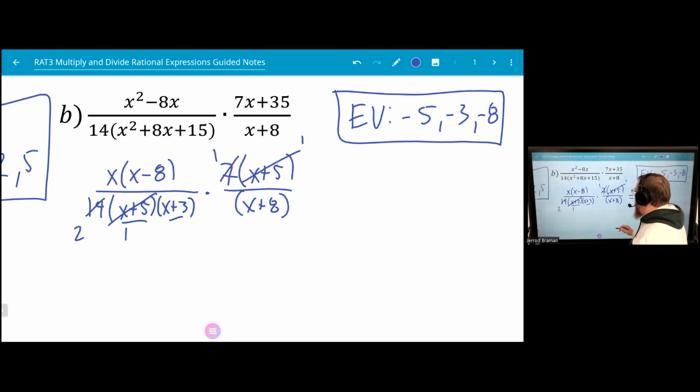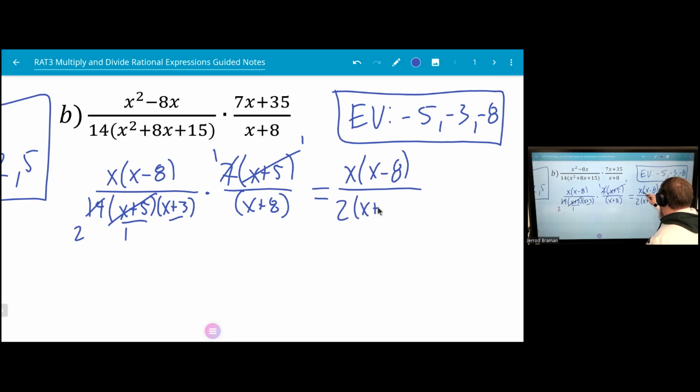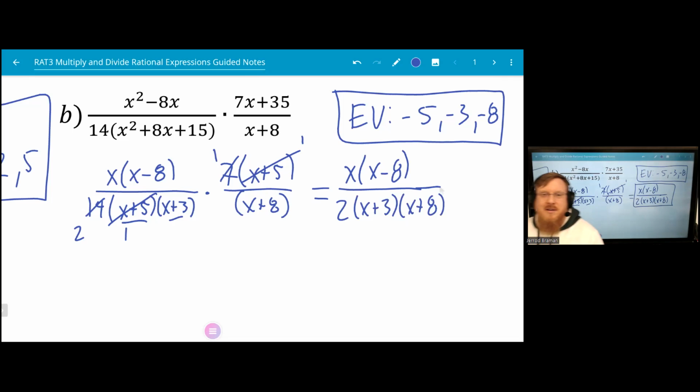So let's see what we're left with here. I've got x times x minus 8 times 1 times 1. So x times x minus 8, then you don't need the ones, right? Now I've got 2 times x plus 3 times x plus 8. 2 times x plus 3 times x plus 8. And that is how you simplify those.